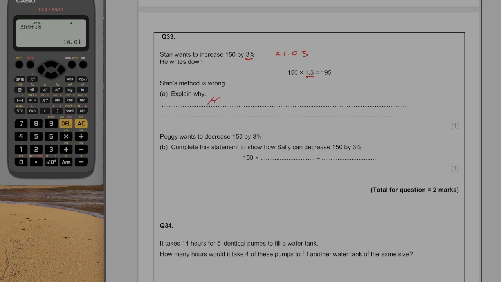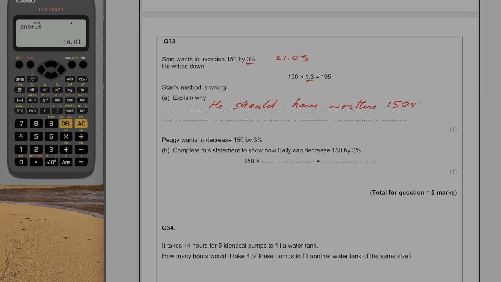He should have written 150 times by 1.03. Or we could say that method finds 30%.